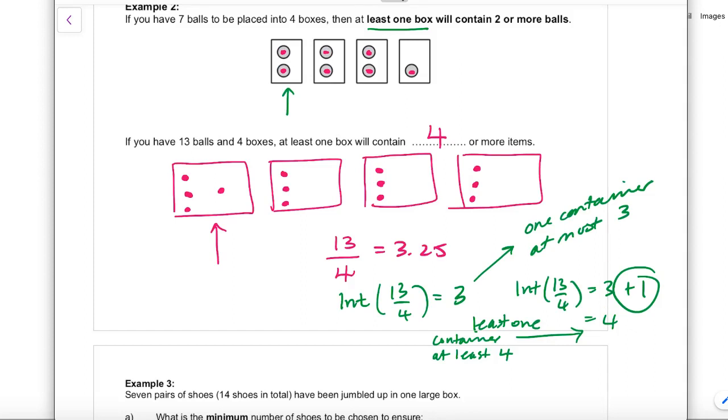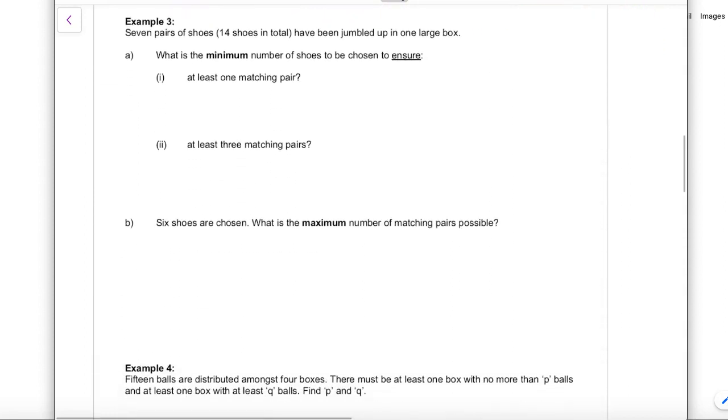Let's have a look at example number 3. 7 pairs of shoes, which means we've got 14 shoes in total, have been jumbled into one large box. So we want to consider the minimum number of shoes that we have to choose from the large box to guarantee we have at least one matching pair.